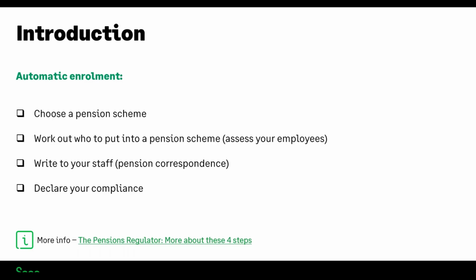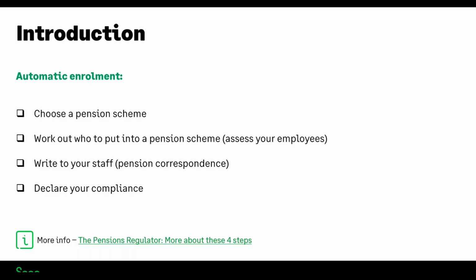Next step is working out who to put into the pension scheme and assessing your employees. So you'll need to assess the employee's age and wage to determine their worker category and whether or not they're eligible for automatic enrolment. You'll also need to write to your staff, so this must be done within 6 weeks of the duties start date, and you're going to write to them to explain how automatic enrolment applies to them. This can be done by sending pension correspondence letters to your employees.